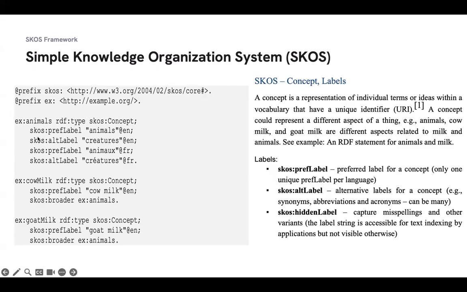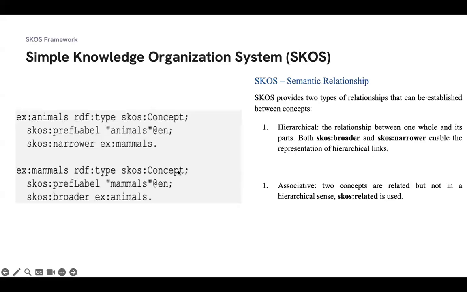Preferred label is what we use to specify the label, and the alt label is more or less how we specify the alternative label that this concept can take, or alternative or synonym, like we talked about earlier. This is also in another language. So this is more or less repeating the same thing, but providing it in another language.